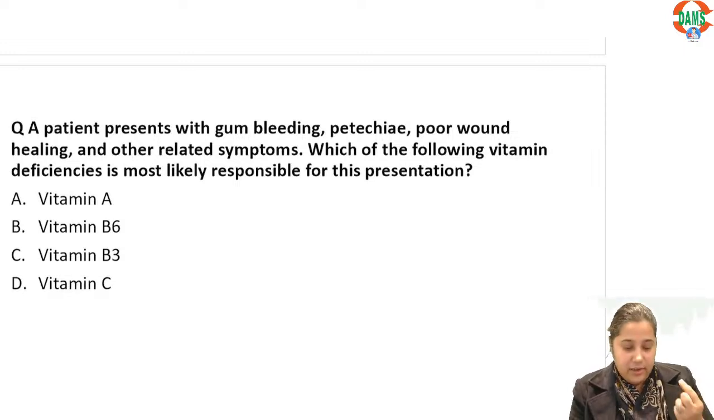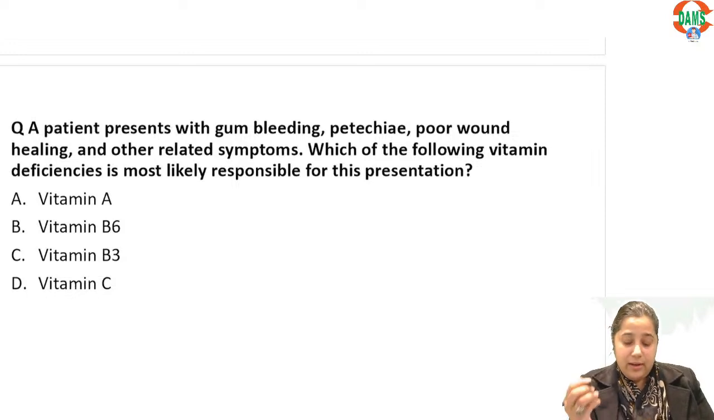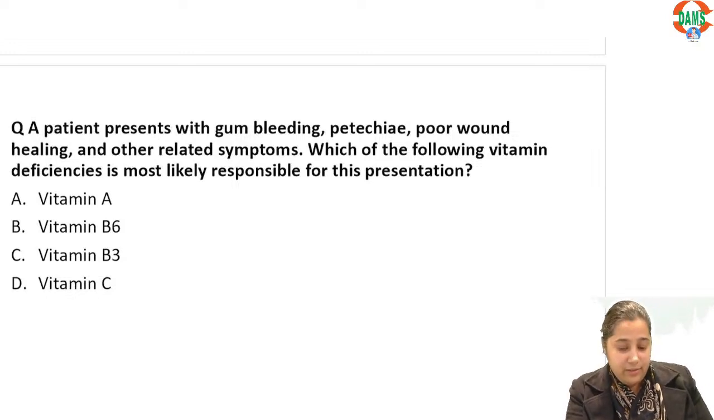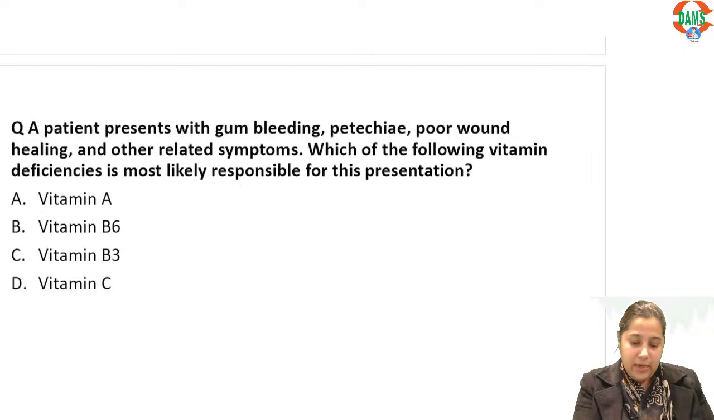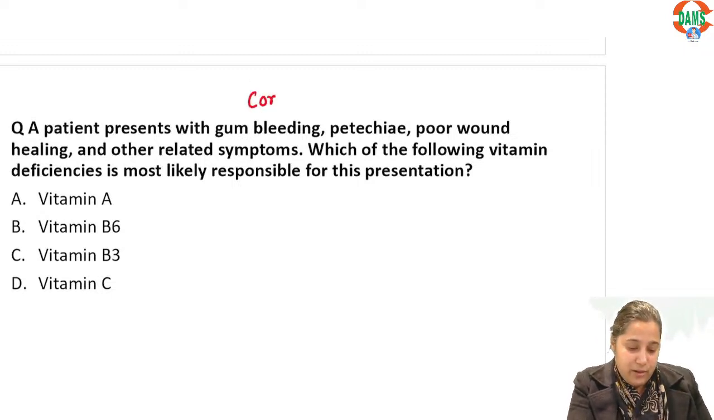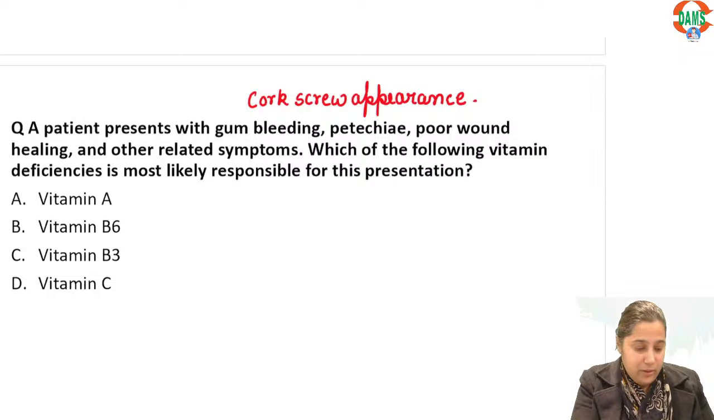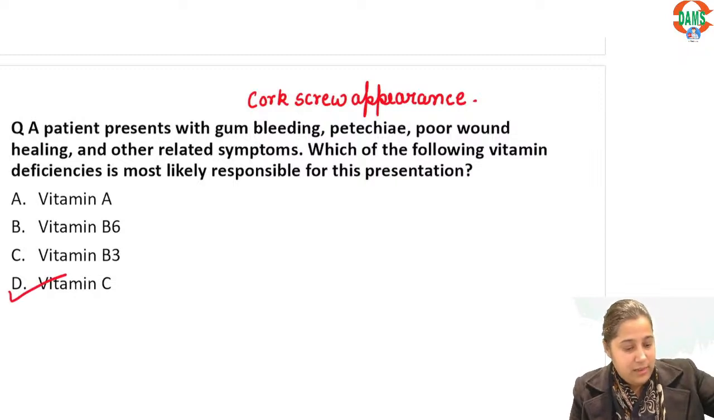So let's see. Another question: a patient presents with bleeding gums, petechiae, poor wound healing and other related symptoms. I think probably in the examination corkscrew appearance of hair was also mentioned. That is also seen in vitamin C deficiency. It was not an image based question, and this is vitamin C deficiency.